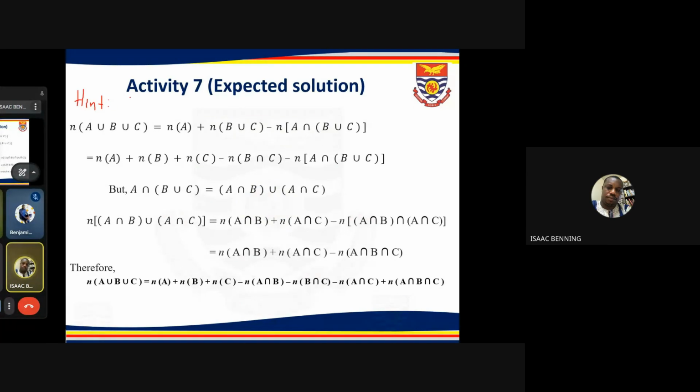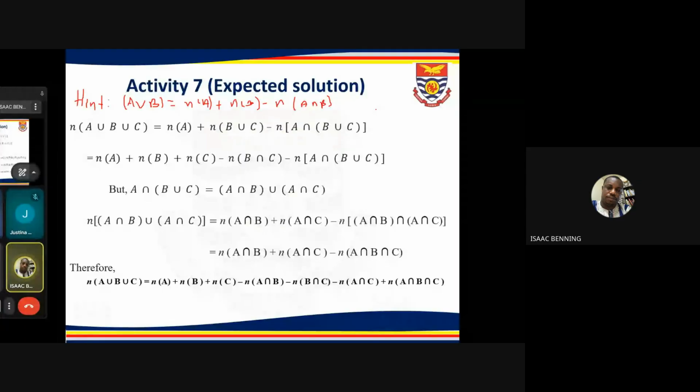We have already proved that the number of A union B is equal to, do you remember the formula? Number of A plus number of B minus number of A intersection B. So this is very powerful. It's going to be helpful.